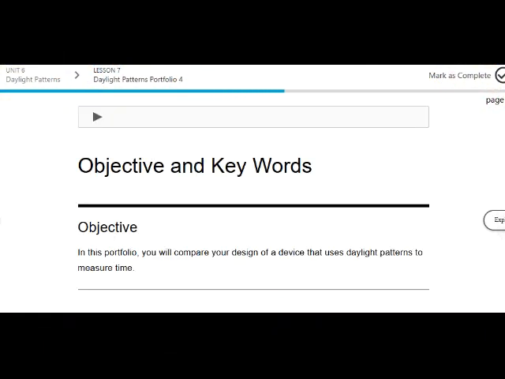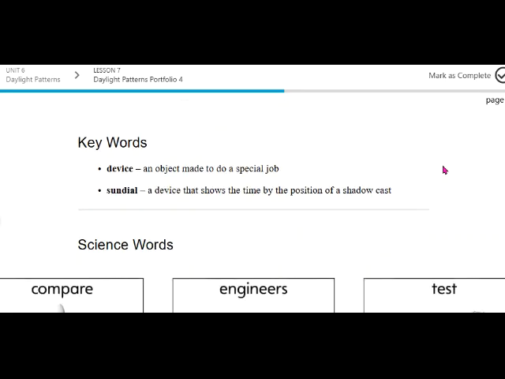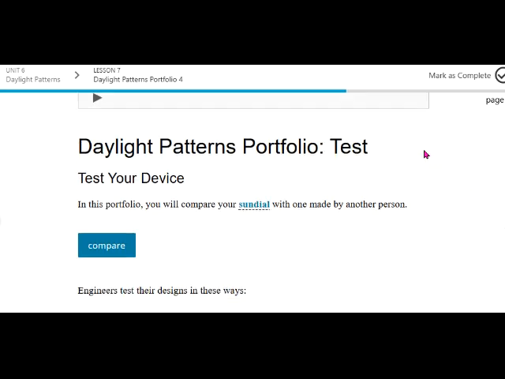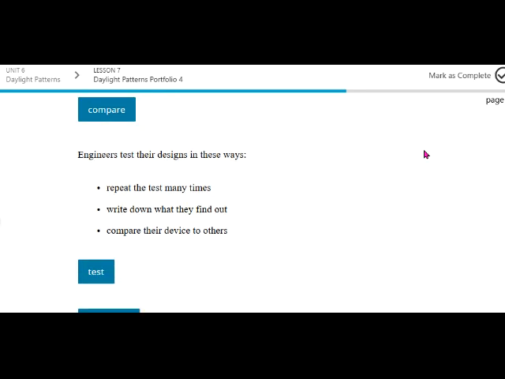Objective. In this portfolio, you will compare your design of a device that uses daylight patterns to measure time. Here are the key words. Device, an object made to do a special job, and sundial, a device that shows the time by the position of the shadow cast. Hopefully, you've seen exactly how that works now.